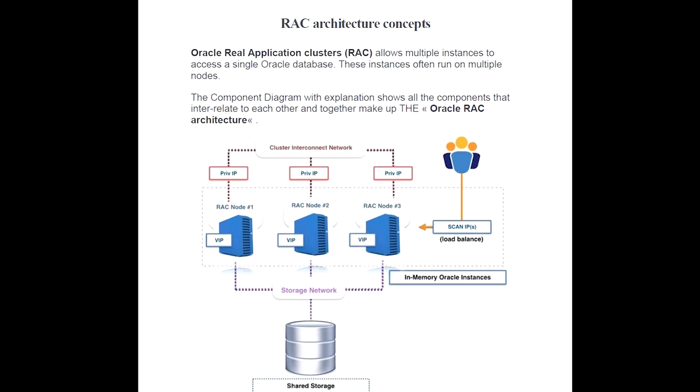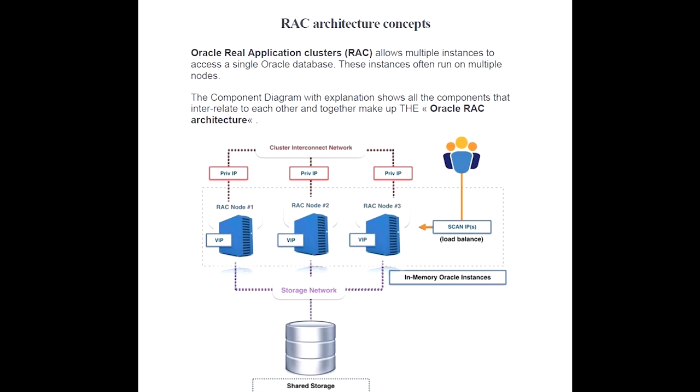Basically, RAC is Oracle Real Application Cluster that allows multiple instances to access a single database. If you have used a single instance database, it has basically one single instance, or you can say one single node. Here we can see multiple nodes are available in case of a RAC database. There will be multiple nodes that will be active, and they will be shared with a single storage. Okay, so this is the definition of Oracle RAC. That is, it allows multiple instances to access a single Oracle database.